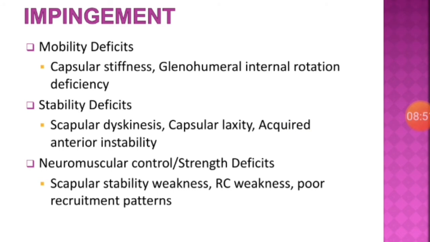The factors which lead to impingement may be mobility deficits, which involve capsular stiffness, mainly posterior capsule stiffness, glenohumeral internal rotation deficiency, and stability deficits, which may involve scapular dyskinesia, capsular laxity, and acquired anterior instability. Also neuromuscular control or strength deficit in the scapular muscles, rotator cuff muscles, and poor recruitment patterns.